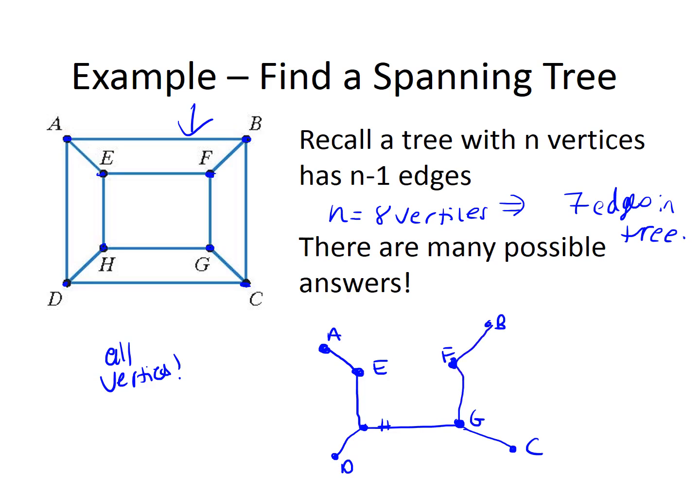And then it's connected and there are no circuits, and you can check that there's 1, 2, 3, 4, 5, 6, 7 edges, which is what we decided up here. There were 8 vertices, so there should have been 7 edges. So that is one spanning tree, but again, there are many possible answers.